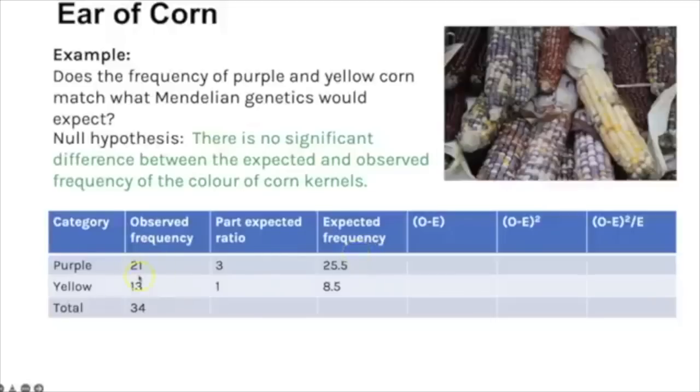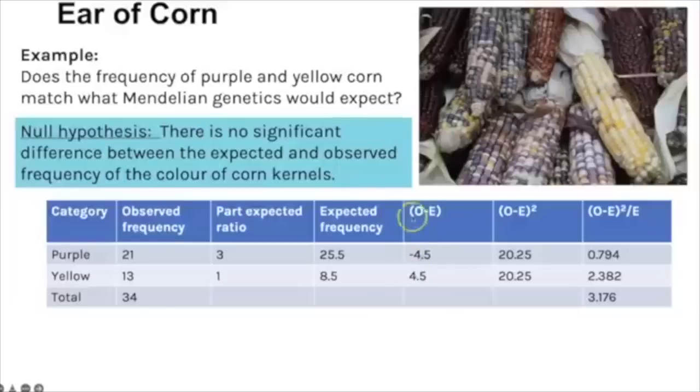So this is what was observed. The total number of corn was 34. So if we have a 3 to 1 ratio is what we expect, the frequency that we would expect from that value would be 25.5 and 8.5. We would then do our observed minus expected, we square that, divide that by the expected, and we get our chi-squared value.